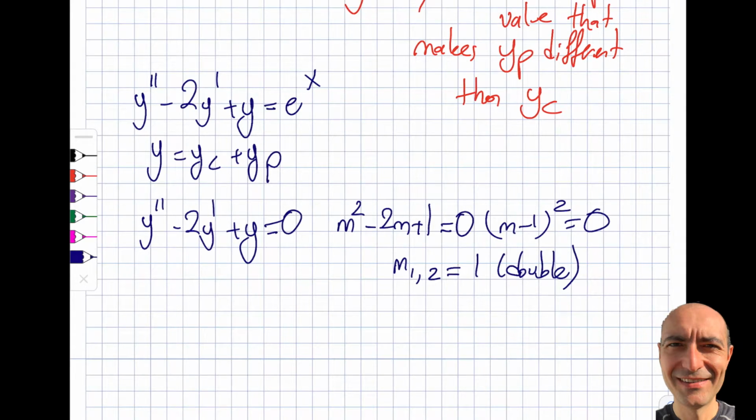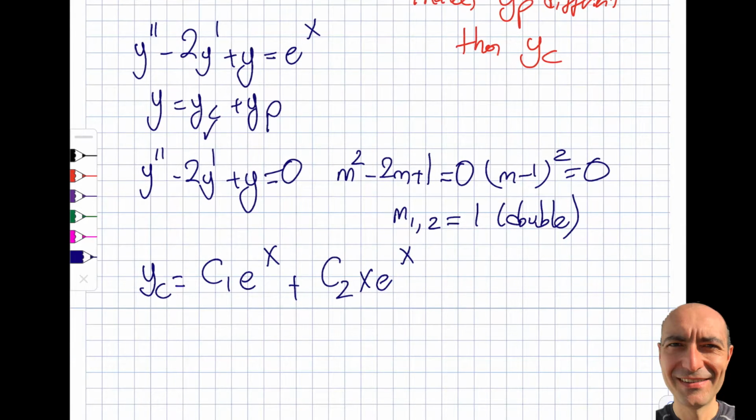So if I look at the yc, how it should be formed, as we discussed before, it will be c1e to the power of x plus c2x e to the x. Okay, good. So we don't have a problem so far. Now here's the problem. I have the yc established, so let's look at the yp. According to the process that we have established, I have to try a e to the power of x. As I mentioned, you can try this at home.